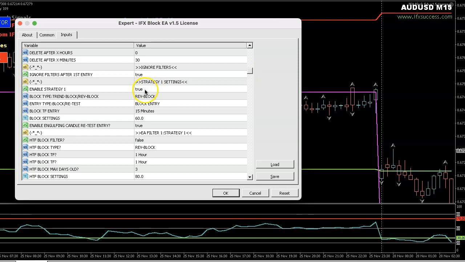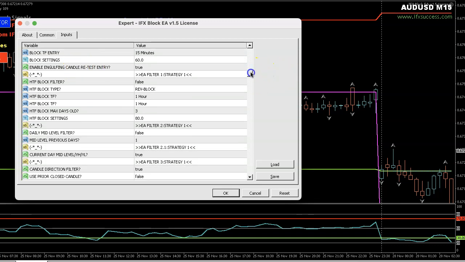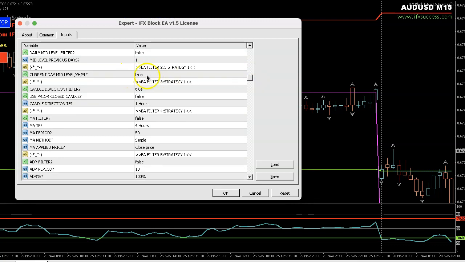And then whether you want to choose reversal block or trend block, whether you want to use just retest entries or both of them. It works nice when you use both of them. If you want to use engulfing candle retest, we want to be able to engulf that prior candle. You can use higher time frame blocks as a trend. Again, this is what we have talked about. If my current mid level is either above yesterday's high or below yesterday's low, we can use candle direction. We can use moving averages as a filter as well.